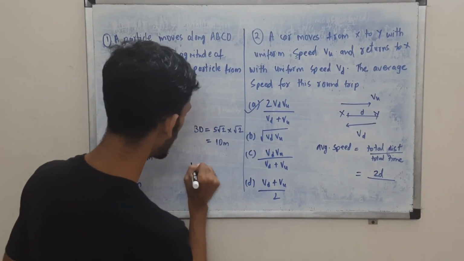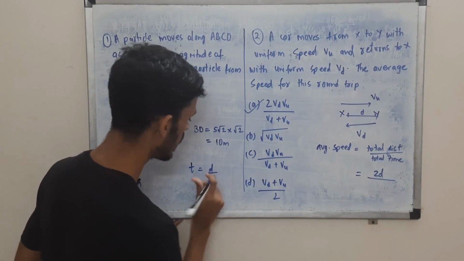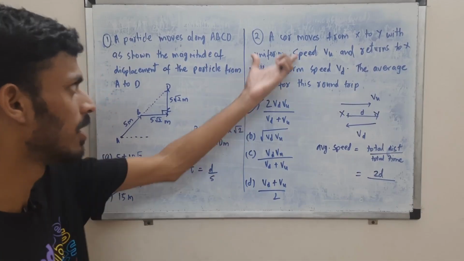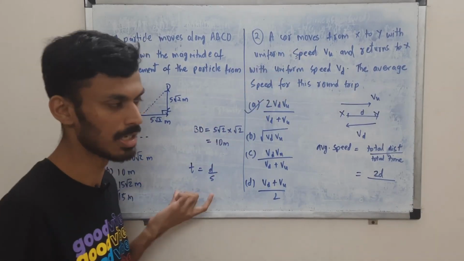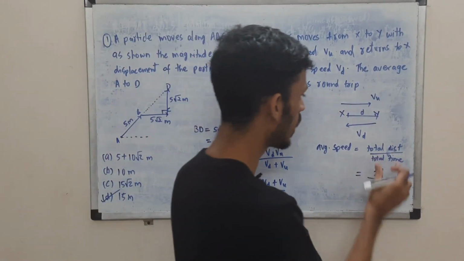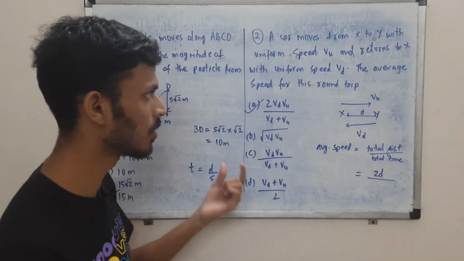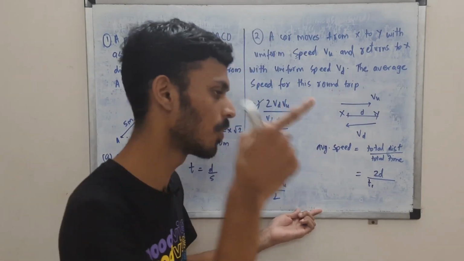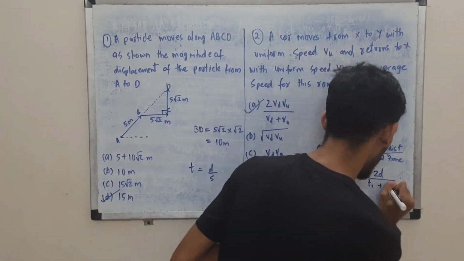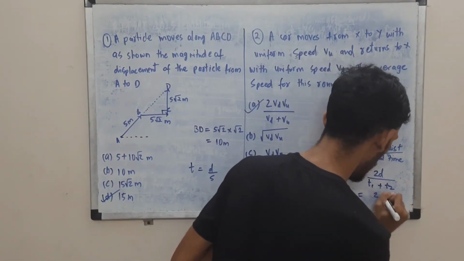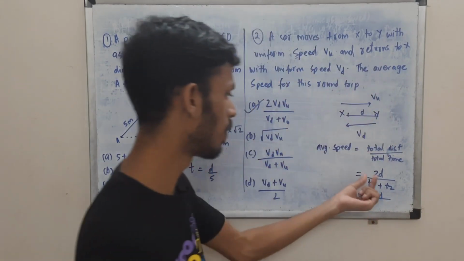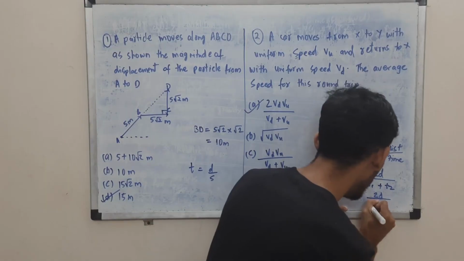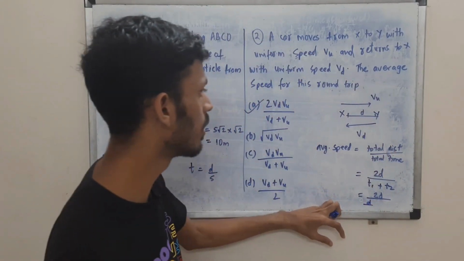Time you can write as distance upon speed. Speed is equal to distance upon time, so time is equal to distance upon speed. This is uniform motion, so you can use this equation. So for total time, we'll break it in two times, t1 plus t2. One is going from x to y and then y to x. So t1: what is the distance? X to y is d.